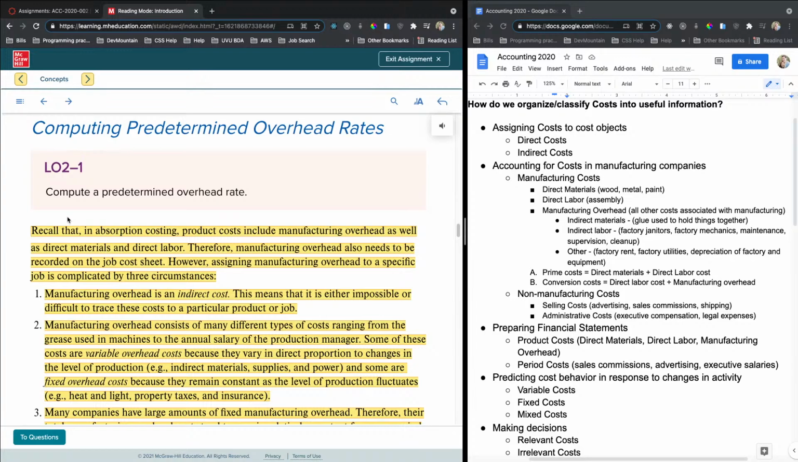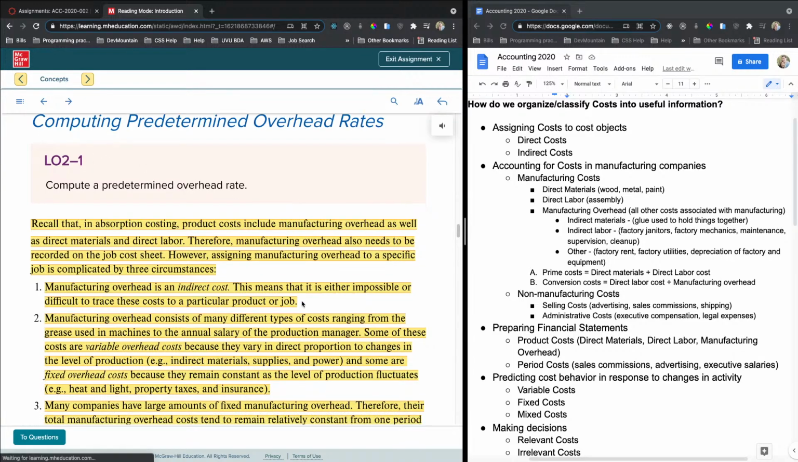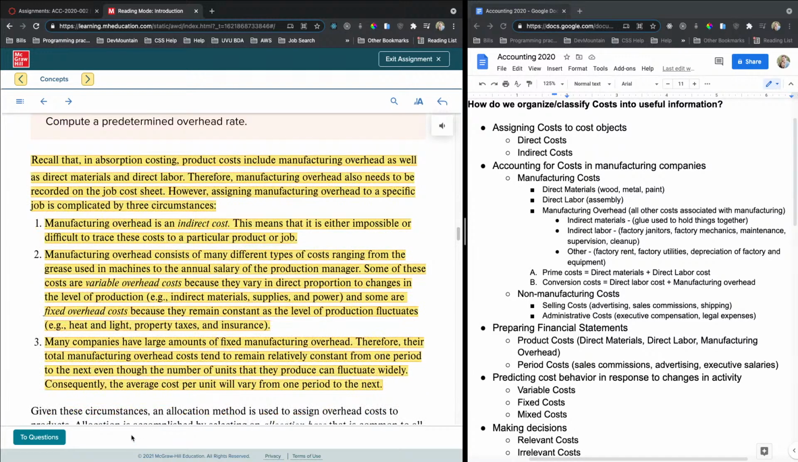Many companies have large amounts of fixed manufacturing overhead, and others have large amounts of variable. Therefore, their total manufacturing overhead costs tend to remain relatively constant from one period to the next, even though the number of units they produce can fluctuate widely. Consequently, the average cost per unit will vary from one period to the next.